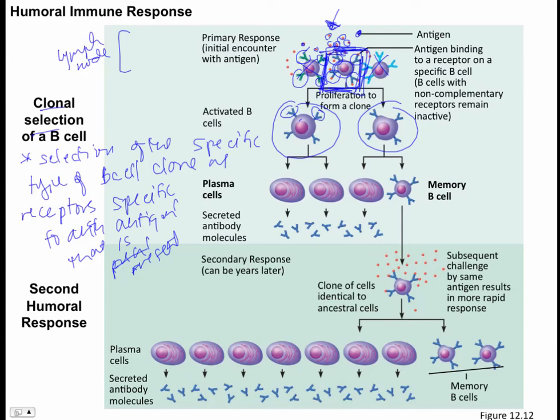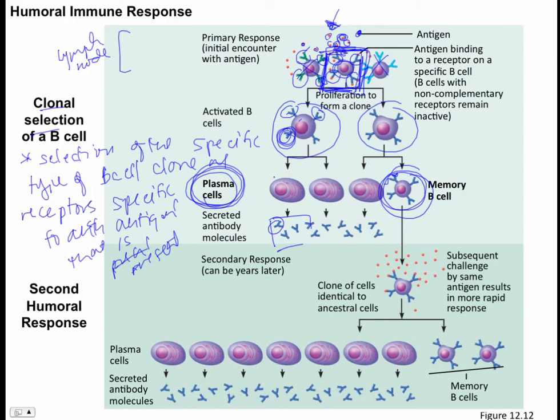And now what are we going to form? We're going to form two different types of cells from here. We're going to form plasma cells, and these plasma cells are going to produce antibodies that have the exact same type of receptors that recognize this antigen. And we're going to create what's called memory B cells. And memory B cells are going to create the exact same type of cells that have receptors to the specific antigen.